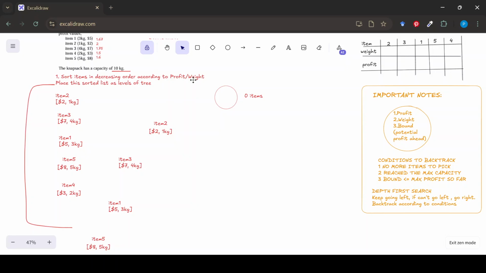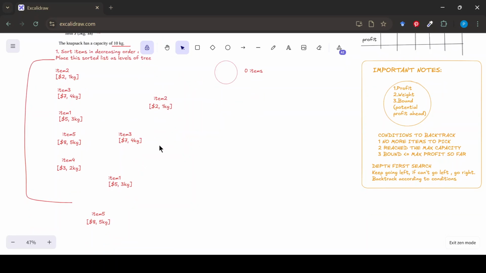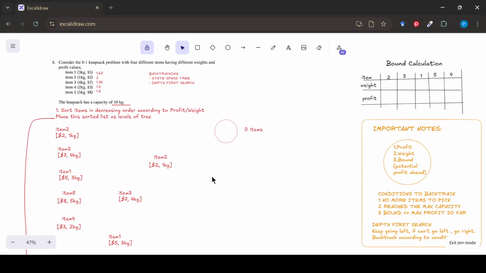After finding the profit per weight, you arrange it from biggest to smallest and place it as levels of the tree. The way the state space tree works is that each node in the tree represents a state or a situation, based upon a decision you have to make. That decision is whether to pick up the item or not pick up the item. So in the tree, if you go left, it means that you are picking up the item. And which item specifically? The item at that level.